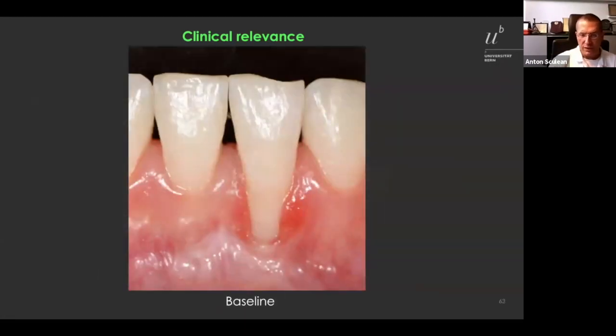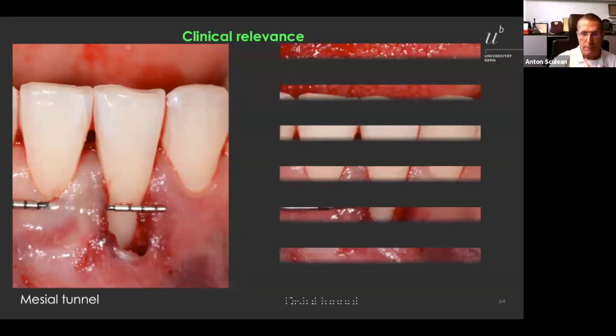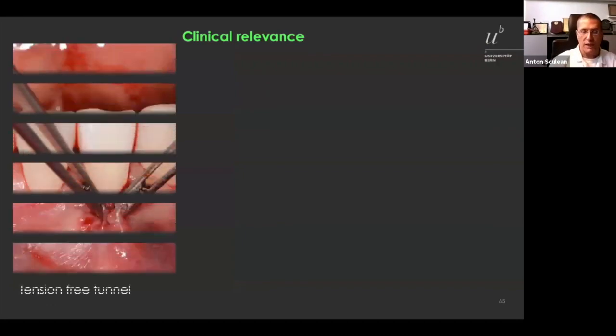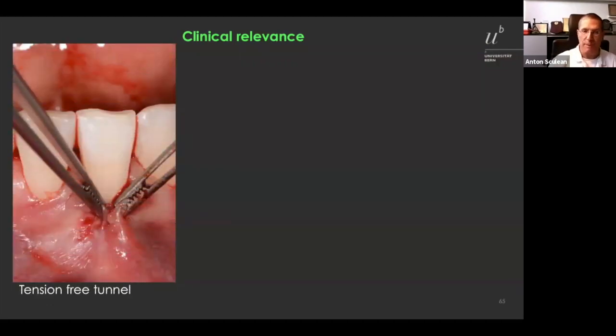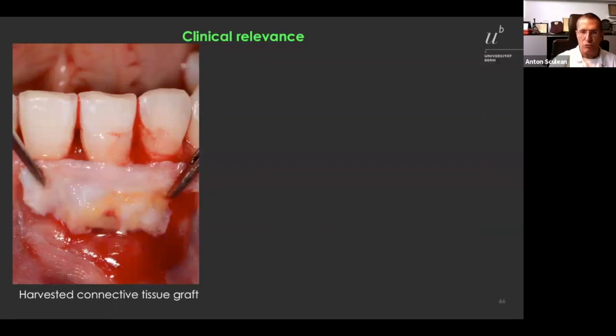Another case, this is already a Miller class 3 defect, so we cannot regenerate the papillae. Nowadays, according to the new classification, we call it class 2. So again, the same procedure, preparing the tunnel, preserving the papillae, making sure that I have enough space for my connective tissue graft, but a tension-free preparation of the wound edges is very important. Again, please observe the characteristics of the material. It sticks to the root surface. And then we place the connective tissue.